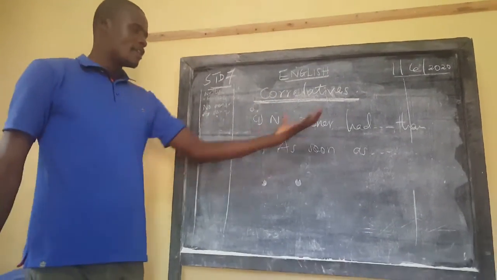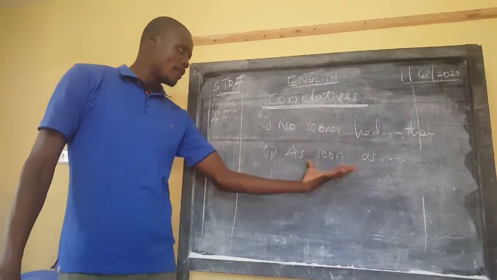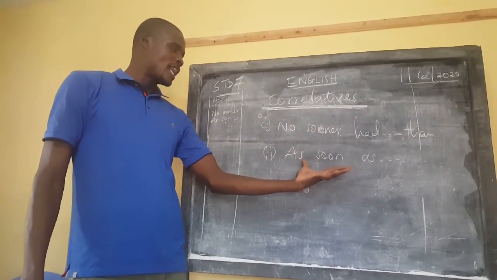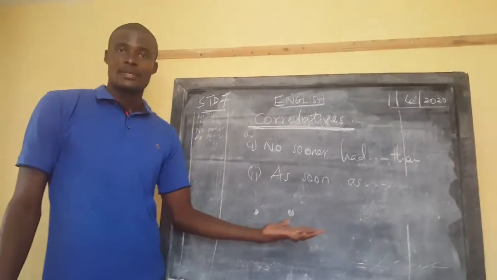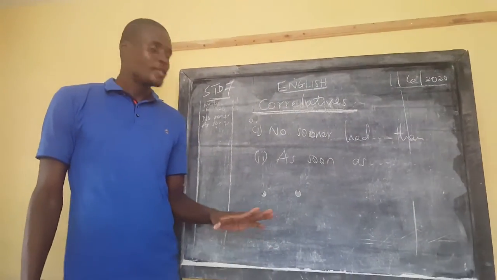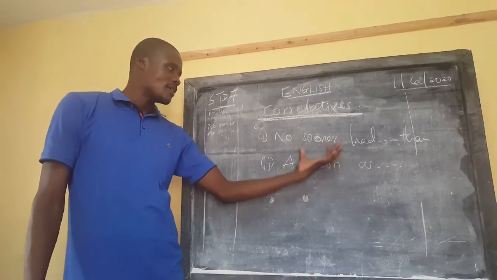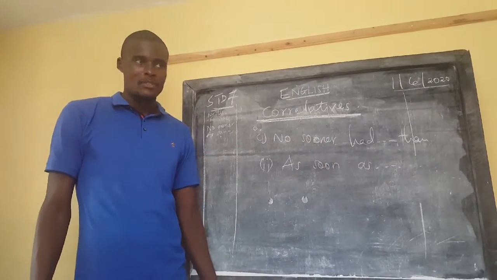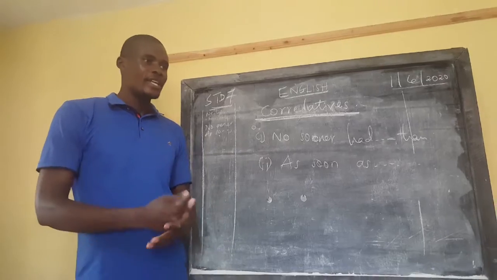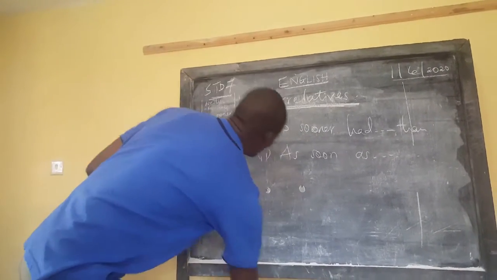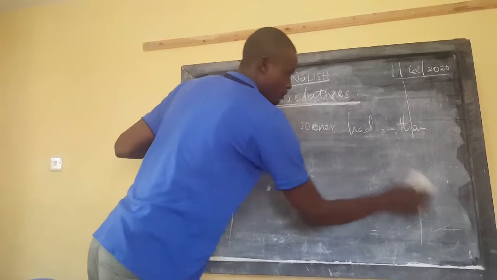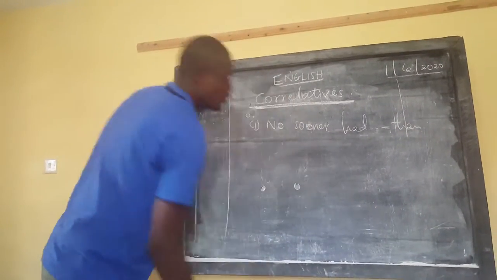So learner, why am I doing only the 2, and I'm not doing maybe barely, scarcely? I've omitted them because these ones have the same meaning. So I want to deal with this so that in our next lesson we can capture the rest. So to begin with, no sooner. How do we use no sooner?